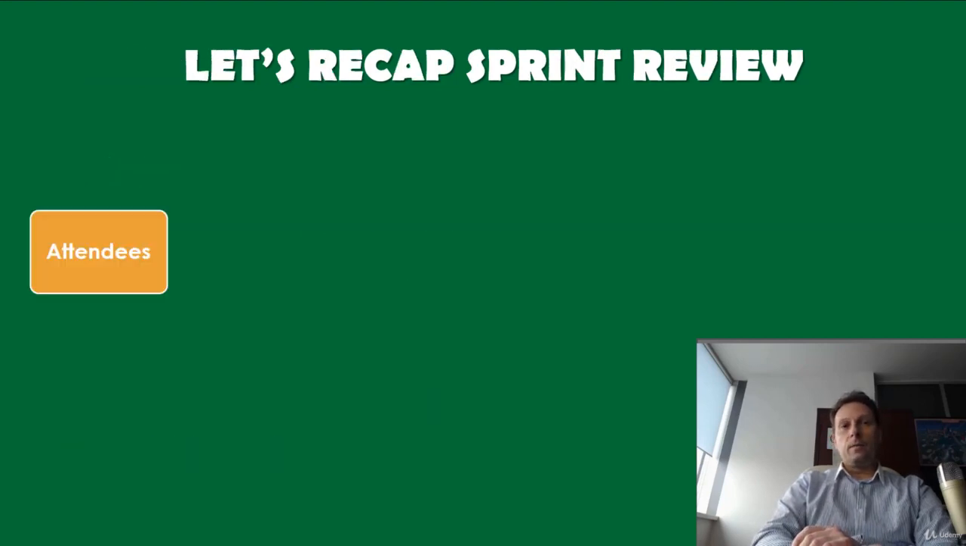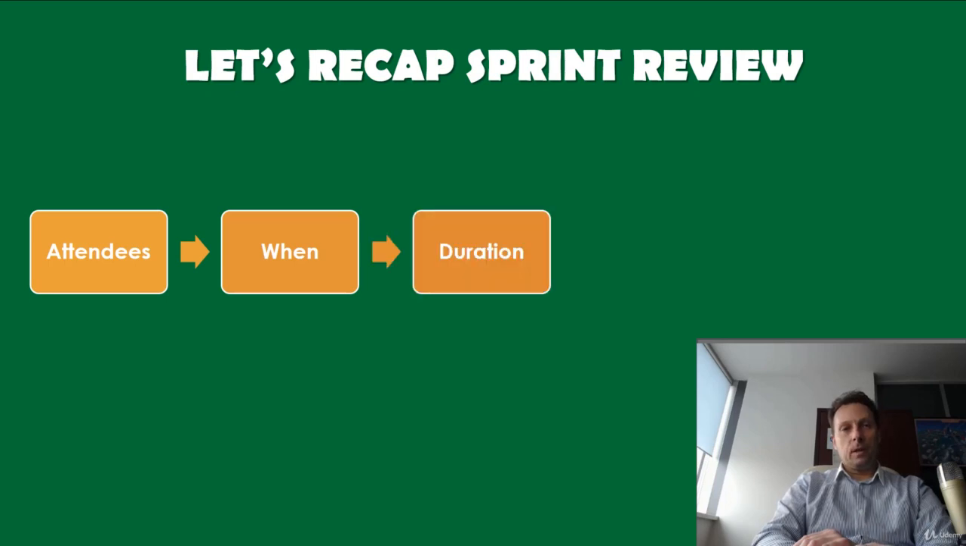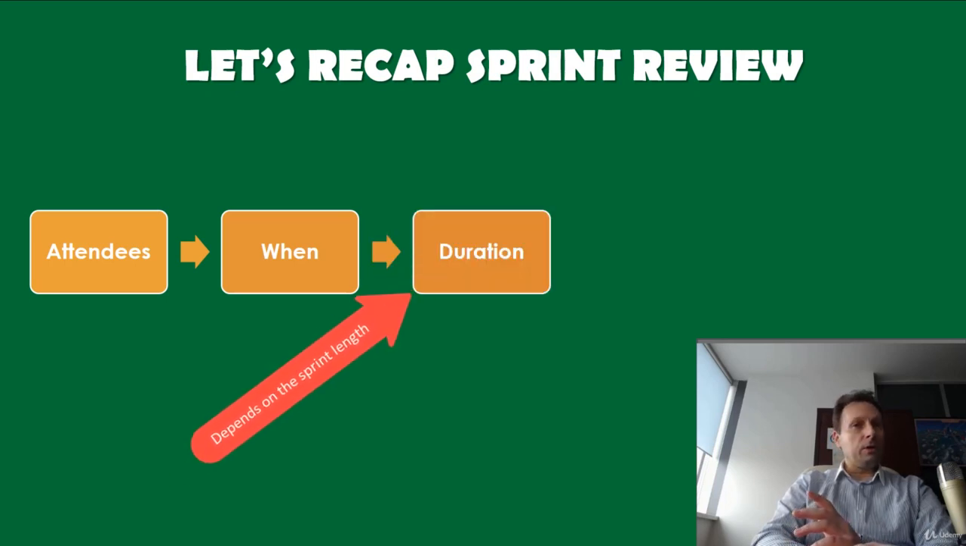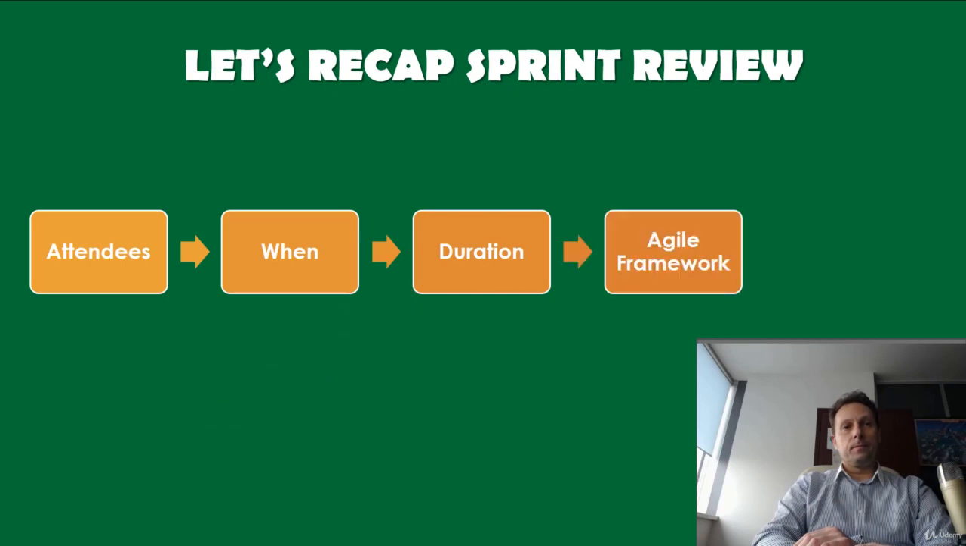Now let's recap Sprint Review. Attendees are developers, Scrum Master, Product Owner, and optional project stakeholders. When? At the end of the sprint or milestone. Duration is from 30 to 60 minutes. Agile framework: Scrum and Kanban. Like planning, review for Kanban teams should be aligned with team milestones rather than on a fixed cadence.